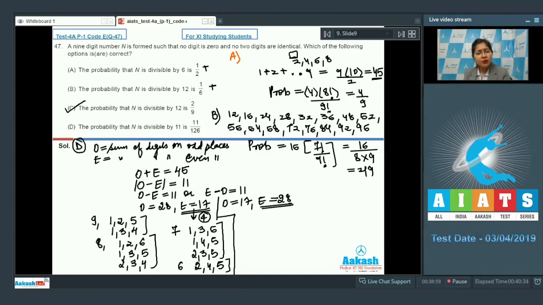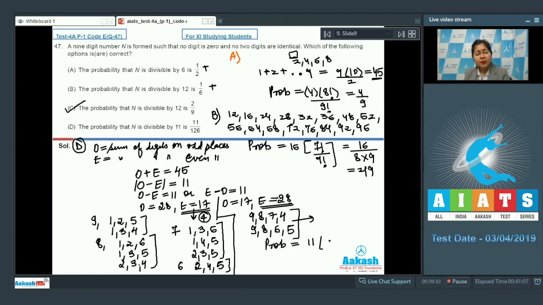Sum of any 4 numbers should be equal to 28. Now it can happen in how many ways? Either it can be 9, 8, 7, 4 or 9, 8, 6, 5, right? These two are the only cases. So in total we have 11 cases, right? So the probability will be equal to 11 into.